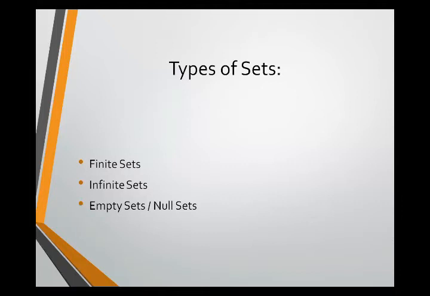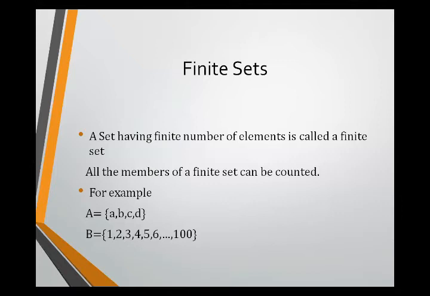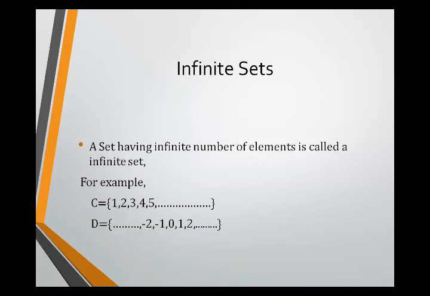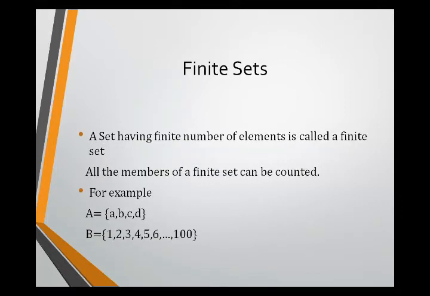How do we define them? The first one is finite sets. A set having a finite number of elements is called a finite set. All the members of a finite set can be counted. I repeat it. A set having a finite number of elements is called a finite set. All the members of a finite set can be counted.